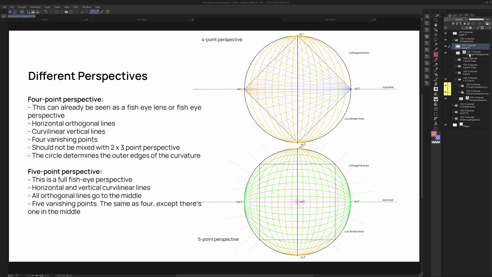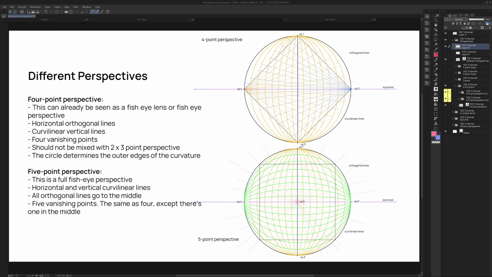Okay, so then we have something that is a bit more complex, but yet again, it is simple when you understand how it all works. So we have 4-point and 5-point perspective. In 4-point perspective, you can already see that it's kind of like a fish eye lens effect that you get here. So it works like that.